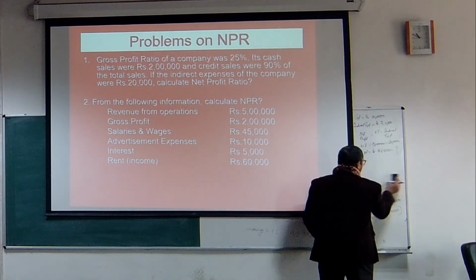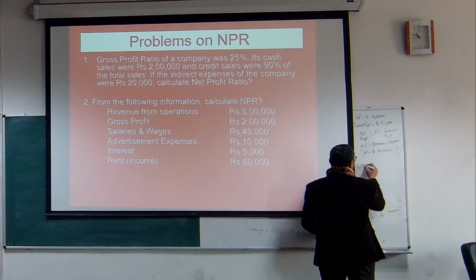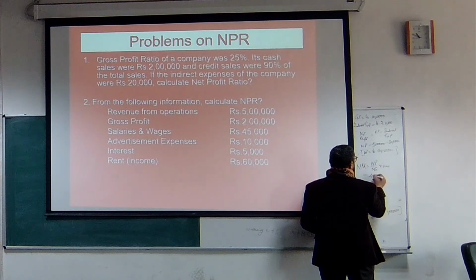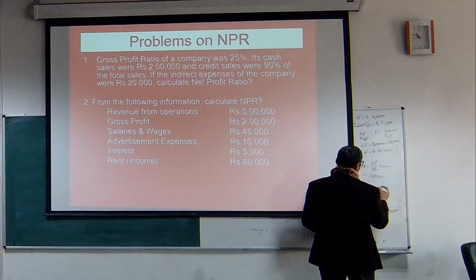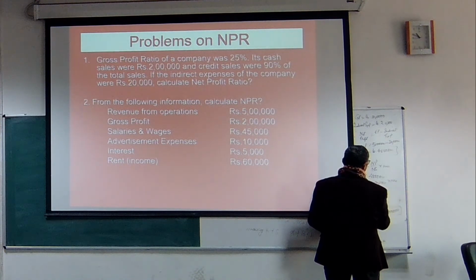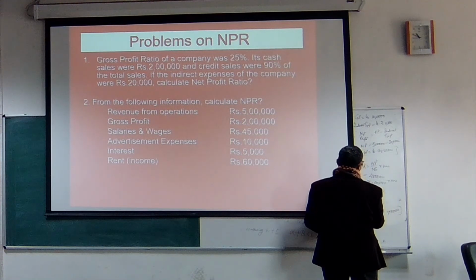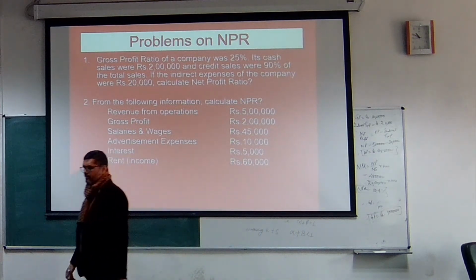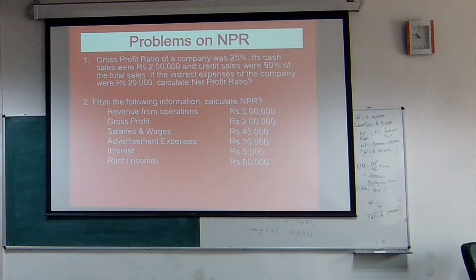Now we have to calculate net profit ratio. Net profit ratio is equal to net profit upon net sales into 100, which is equal to 4,80,000 divided by your total sales, which was how much? 20 lakhs into 100, which is equal to 24%. So your net profit ratio is 24%. Is it okay? All right.